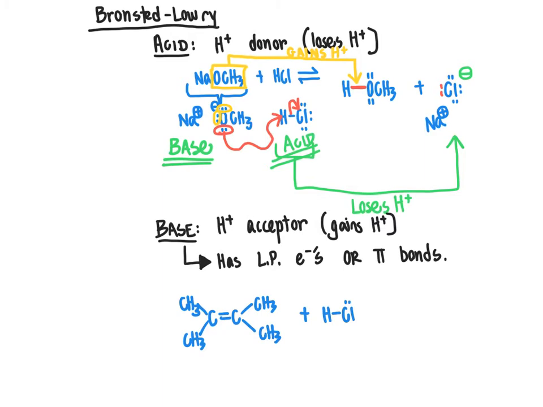And we're going to try to use electron pushing arrows to show what's happening in the course of this reaction and to predict what the product would be of this acid-base reaction. So first off, we need to predict what's going to be the acid, what's going to be the base. Well, HCl we're going to predict as our acid.